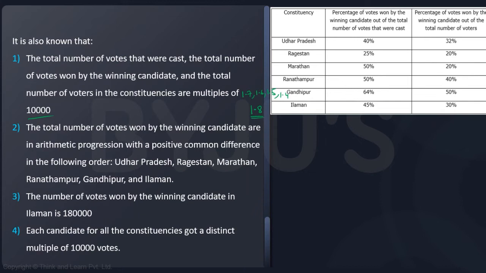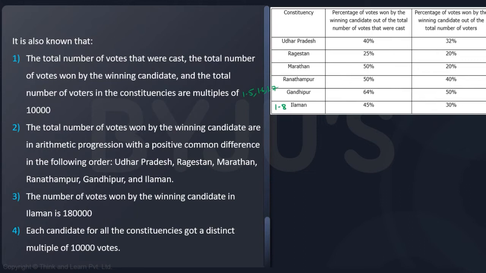But you'll notice that 1.4 is not possible, because if it is 1.4, then the common difference is 40,000, which means by the time you reach UP, you'll be getting negative numbers. So you can have only three possibilities. If this is 1.8, this is fixed. Then Gandhipur has three possibilities: 1.5, 1.6, 1.7. Now we'll have to figure out which of these three is possible. How do we figure that out?